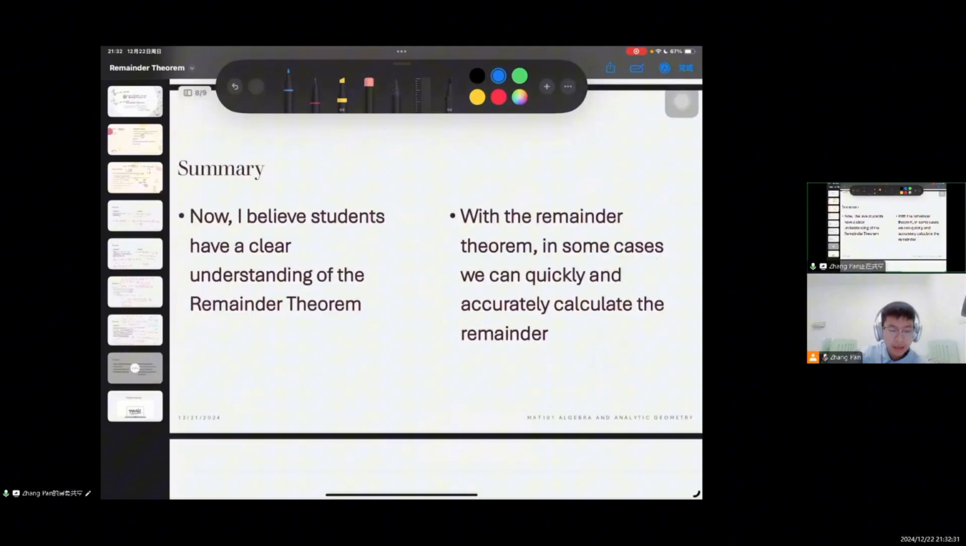Okay, let's make a summary. Now, I believe our students already have a clear understanding of the remainder theorem. With the remainder theorem, in some cases, we can quickly and accurately calculate the remainder.